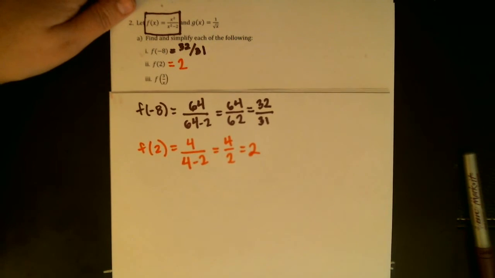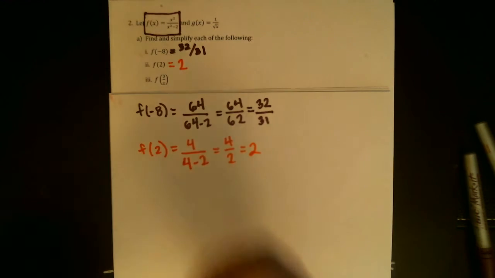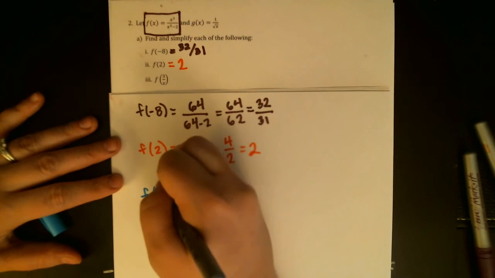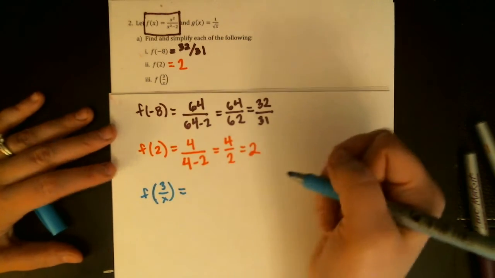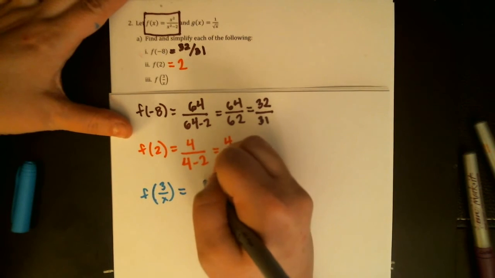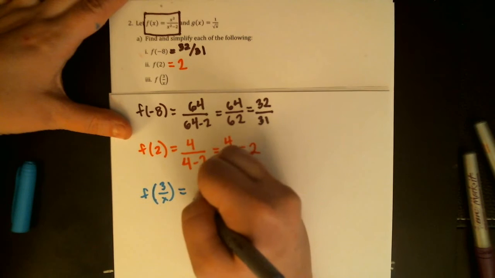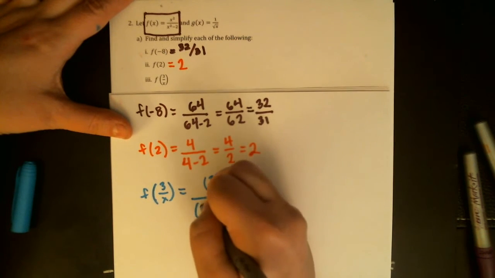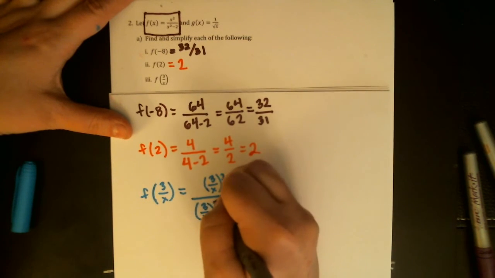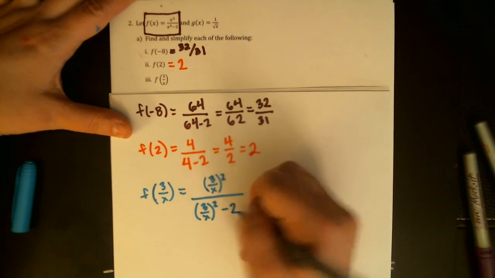Okay, let's see. f of 3 over x. Okay, so same rule. Function f takes whatever we give it, and it squares it, puts that on the top of our fraction, and squares it, puts it first on the bottom of our fraction, then a minus 2.